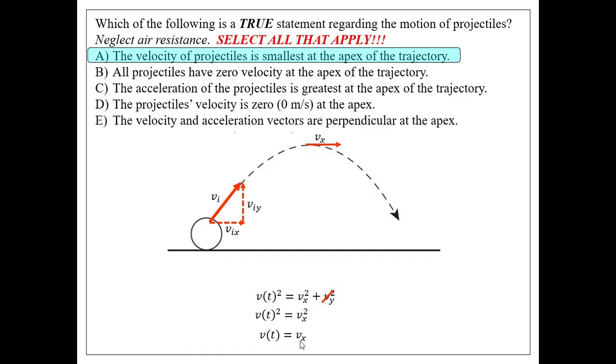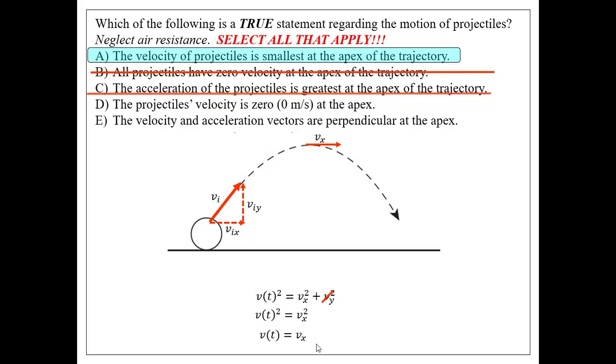Okay. Now let's do B. It says all projectiles have 0 velocity at the apex. That's kind of whack. Vy is 0, but the velocity itself is Vx, as proven here in the Pythagorean theorem. This statement says the V of t, the final velocity, is Vx. It didn't say 0, so keep that in mind. Vy is 0, but not the velocity itself. The velocity itself is now just Vx. If you need to rewind the video, watch that animation again.